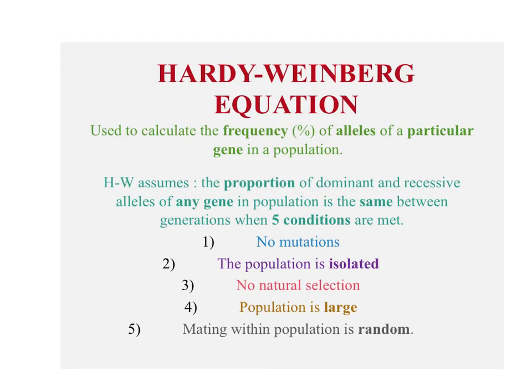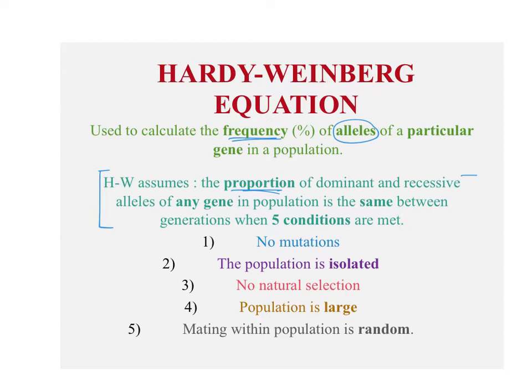Now we're going to start looking at something called a Hardy-Weinberg equation. And this is used to calculate the frequency in percentage of alleles of a particular gene in a population. And there's a few caveats that are much like when we did the chi-squared test. There's a few premises that we have to meet before we can even consider using this equation, and this is the same situation. So the Hardy-Weinberg equation assumes that the proportion of dominant and recessive alleles in any gene in any population is the same between generations.